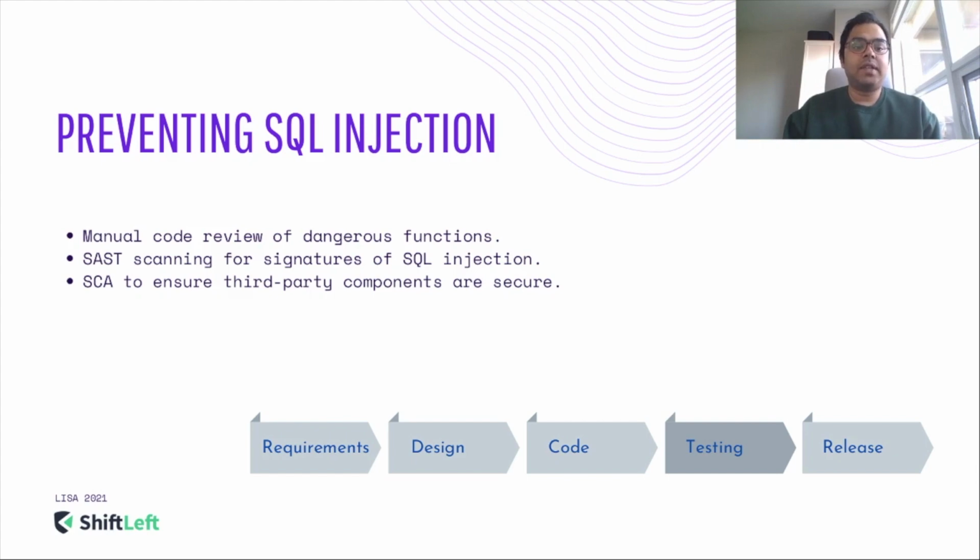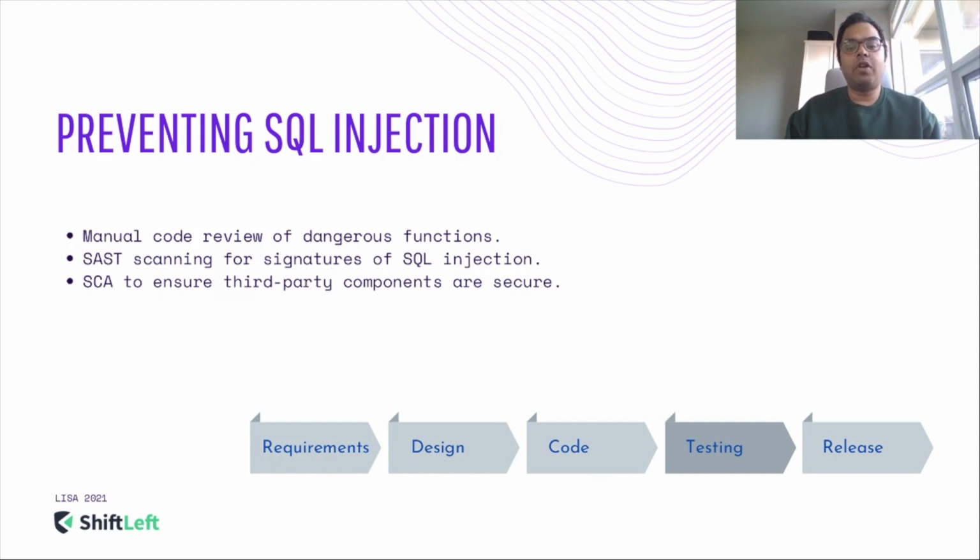And then SCA, software composition analysis, and you understand what third party components are being used inside your code. Are they secure? Are you using an old library, an old ORM library which makes SQL statements, and is that secure? We have seen these things in the past as well.